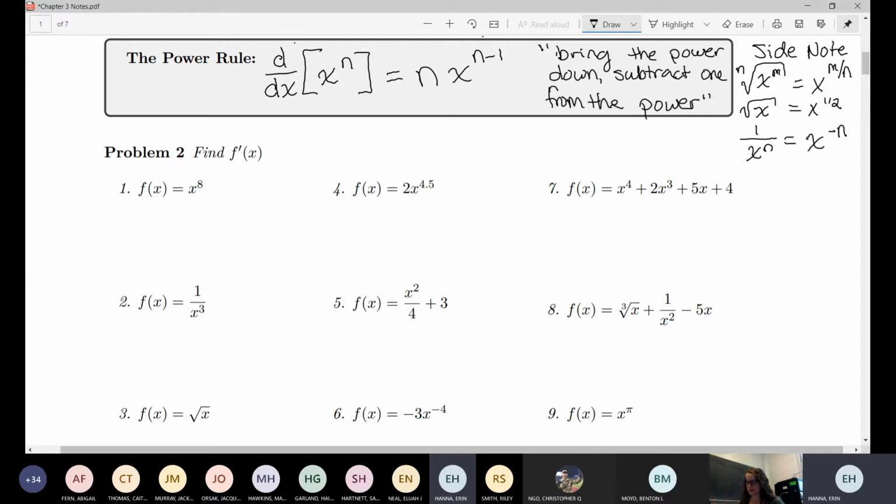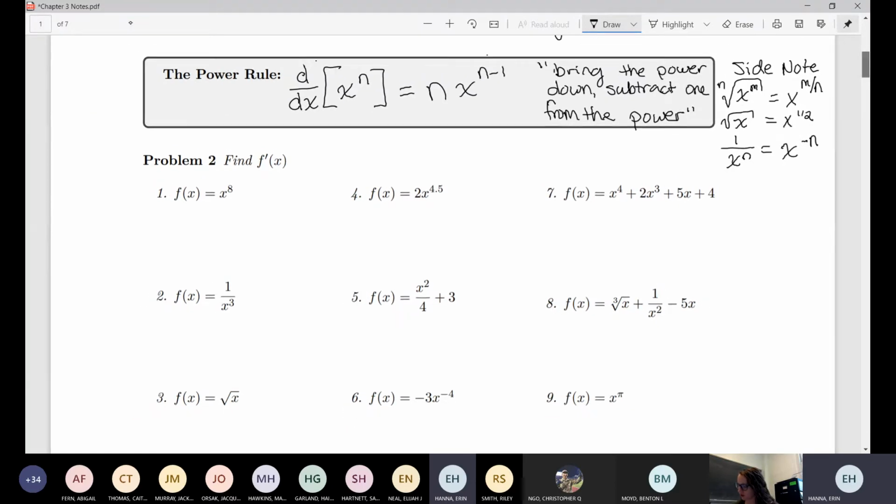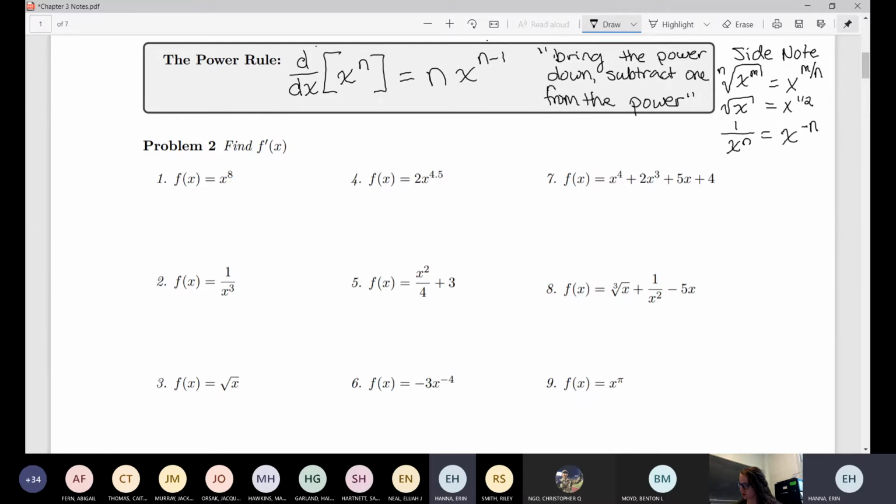So let's look at some of these guys then. We want to find these derivatives. For the first one, let me zoom out a little bit so I can get all of these in here while keeping the rule on there. Scroll down the tiniest bit. That'll be enough. So say I want to find the derivative of x to the 8th.